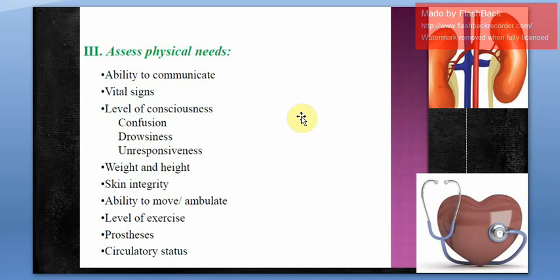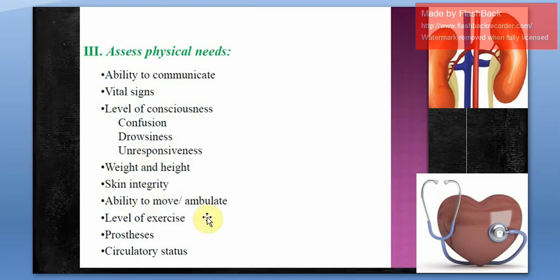Next is assessing the physical needs. So while you are assessing the physical needs, you should see for the ability to communicate, whether the person is able to communicate well, whether the person's vital signs are normal. This already I have told. Level of consciousness, he is confused or drowsy or responding or not. Then assess the weight and height of the patient to check the BMI. Then skin integrity. Okay, whether he is having any redness, peeling of the skin, anywhere, any problem in the skin, that also has to be assessed.